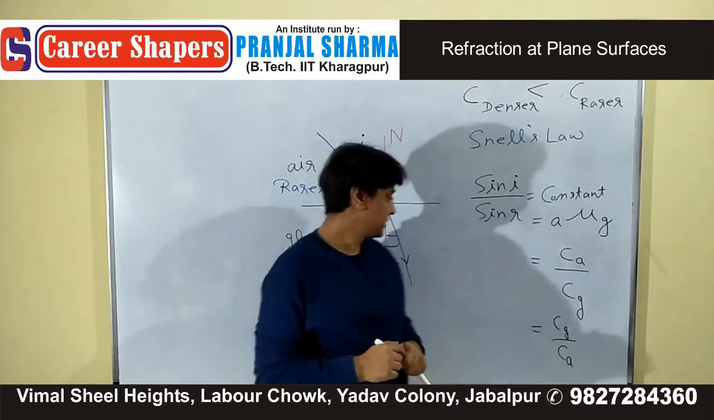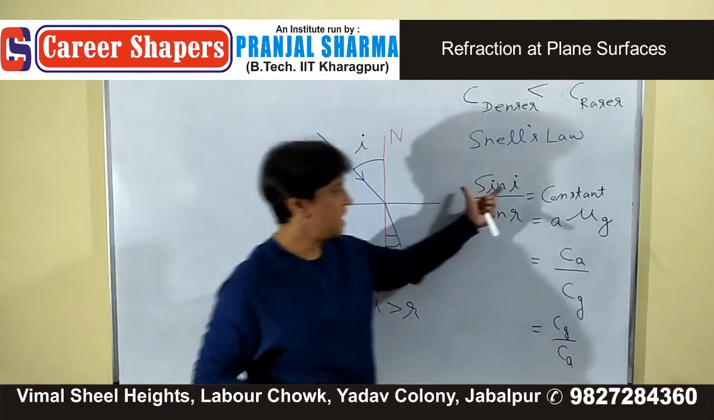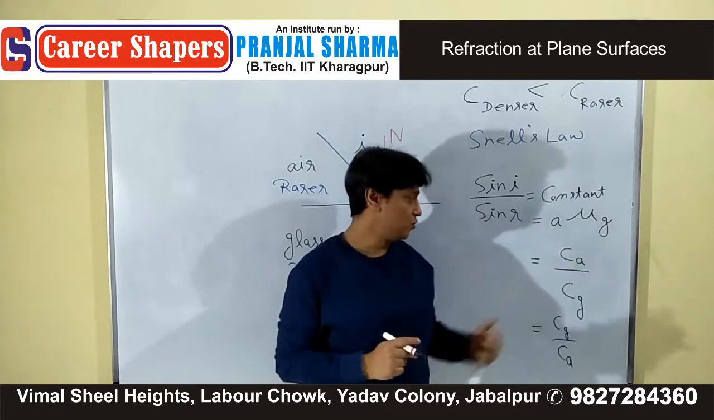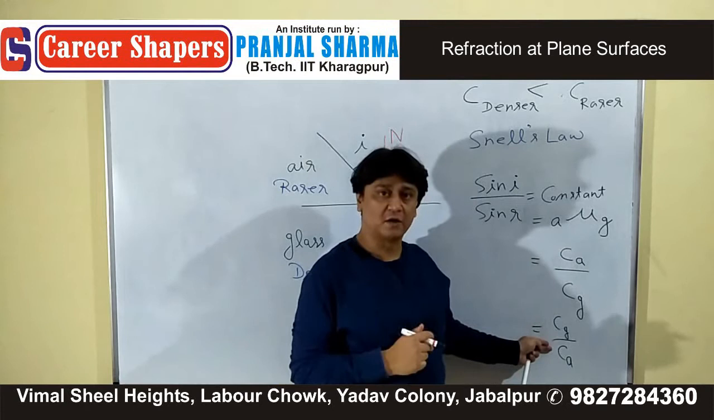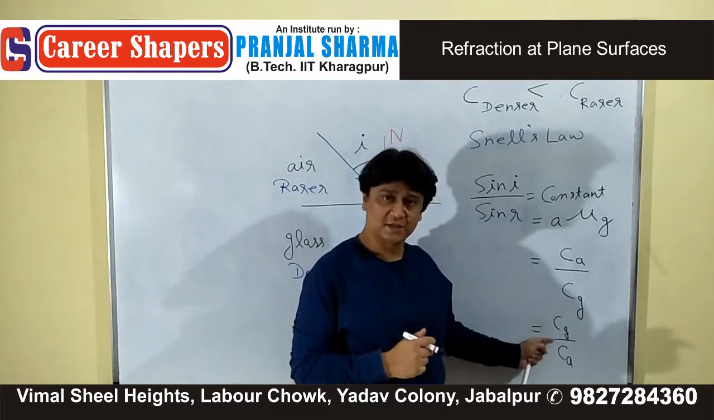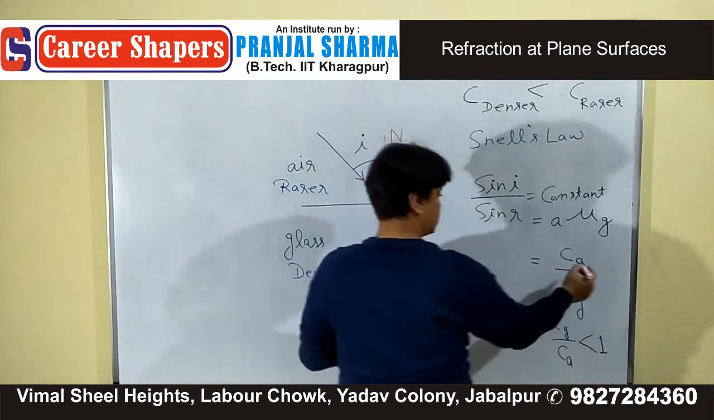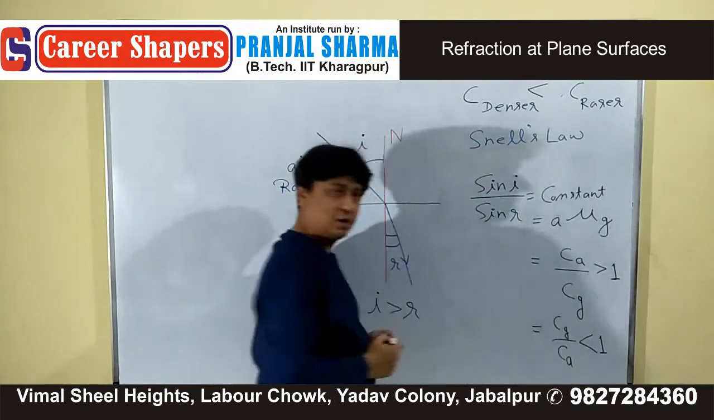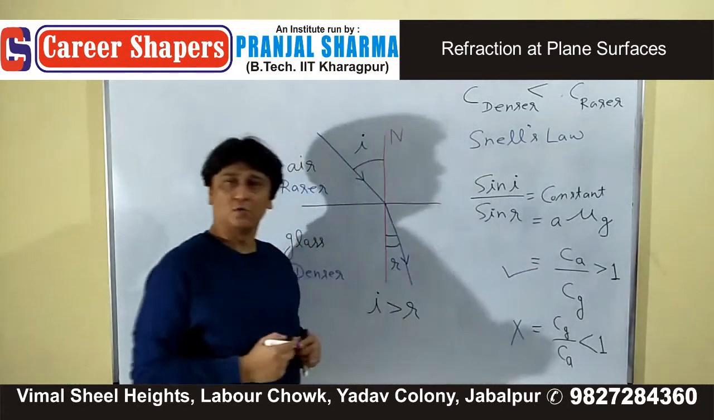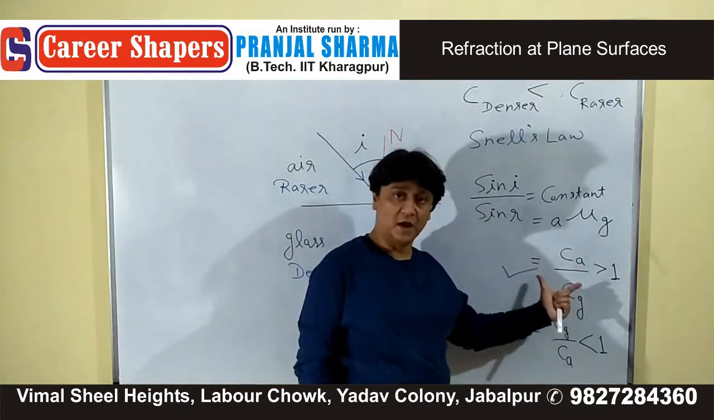Then I hope you can understand i is greater than r, which means sin i upon sin r is greater than 1. Refractive index of glass with respect to air is greater than 1, and therefore this ratio should be greater than 1. Now this is a denser medium, this is rarer medium. Speed of light is less as compared to air, and therefore this ratio gives you what? Less than 1. Whereas this ratio gives you what? Greater than 1. And therefore you can see this is the correct version and that's the wrong version: speed of light in air divided by speed of light in glass.